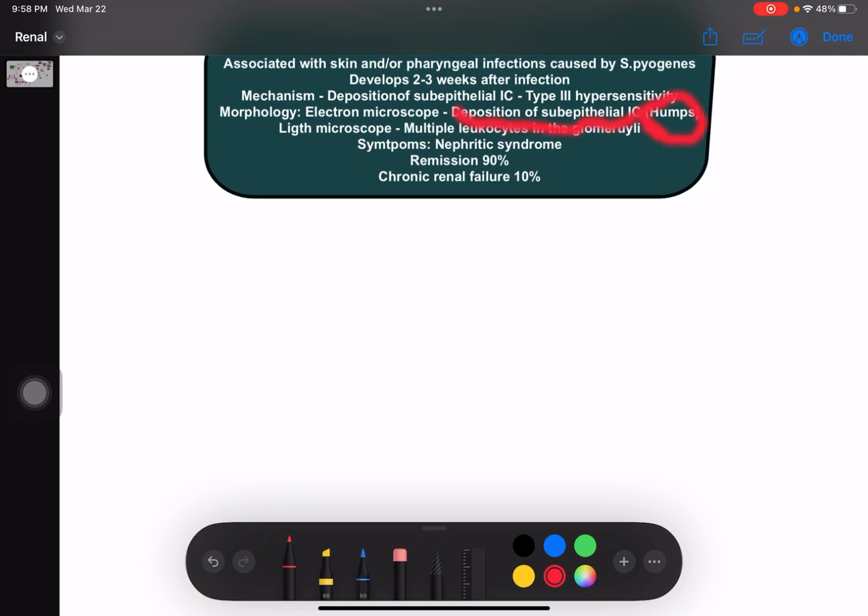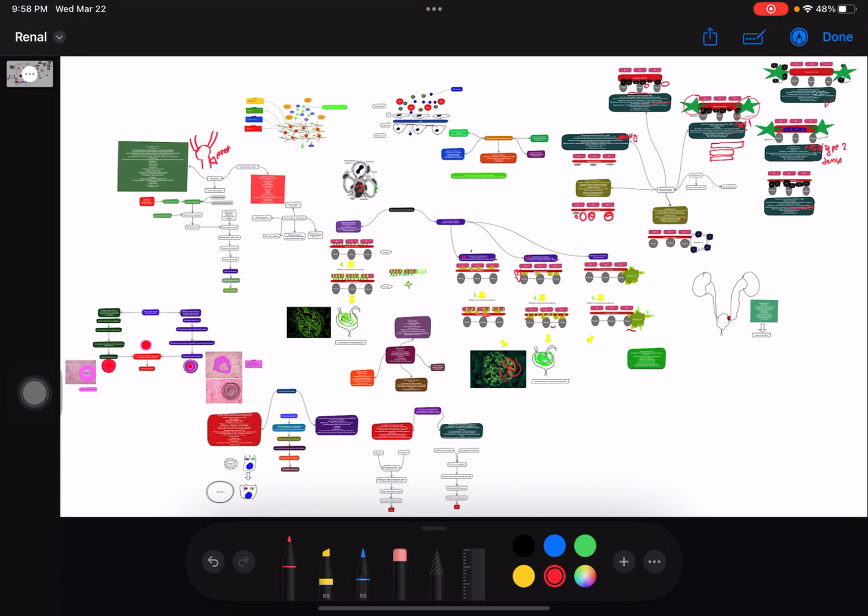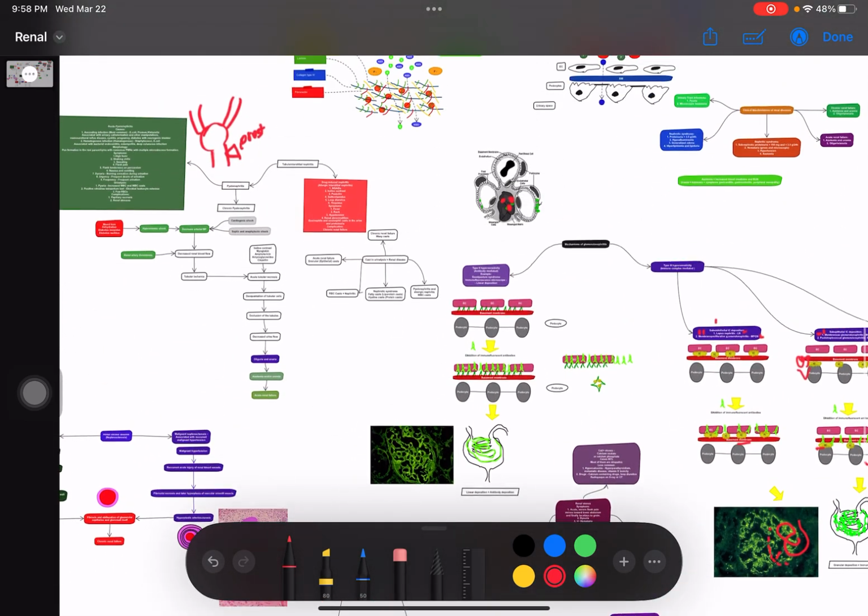The symptom is nephritic syndrome, right? It has blood in urine. 90% go to remission, but unfortunately 10% can progress to chronic renal failure. Okay.